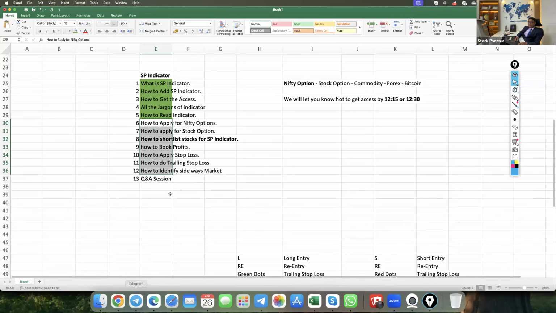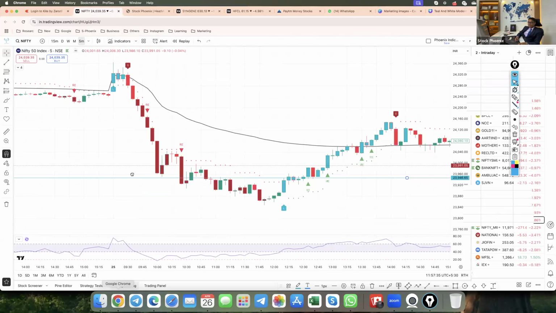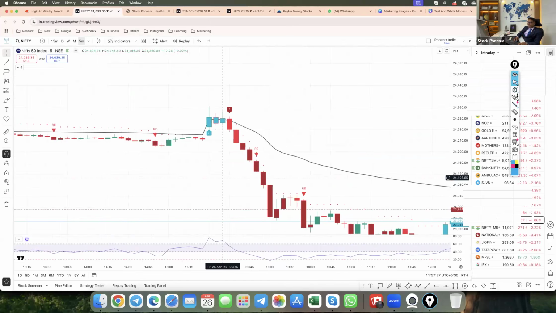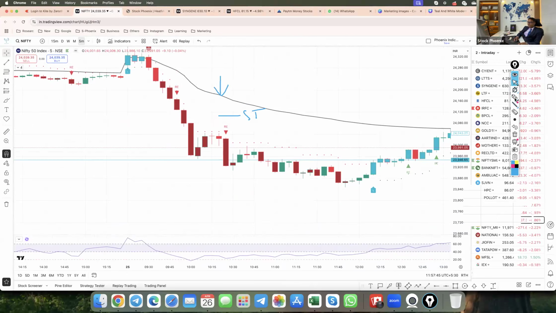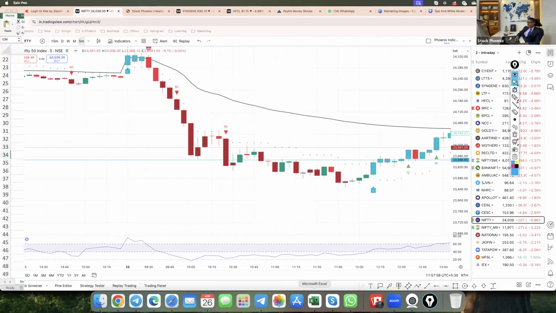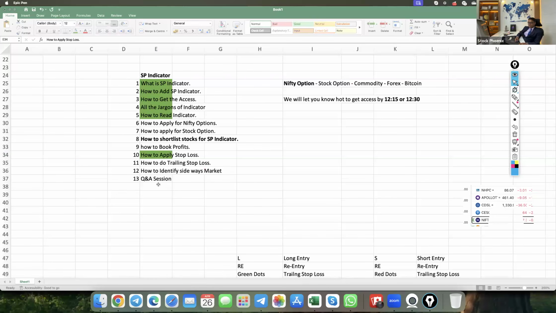Okay. Now let's come back and talk about stop loss. Whatever candle is the signal candle you enter, this high will be the stop loss and this low will be the stop loss. Clear? Is stop loss clear for everyone? We have completed the stop loss part.